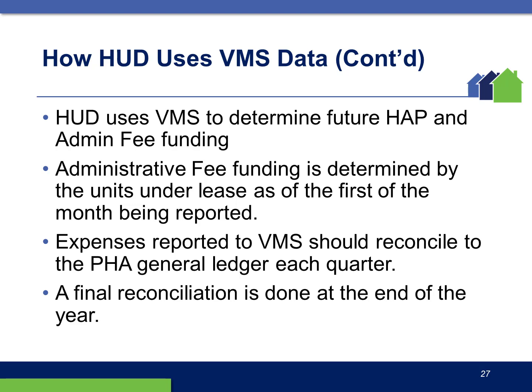Administrative fee funding is determined by the units under lease as of the first of the month being reported. It is important to note that PHAs should ensure the expenses reported to VMS should reconcile to the PHA general ledger each quarter, and that a final reconciliation is done at the end of the year.